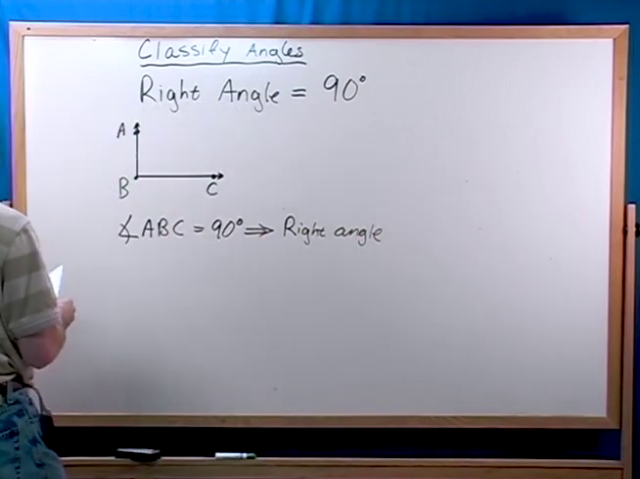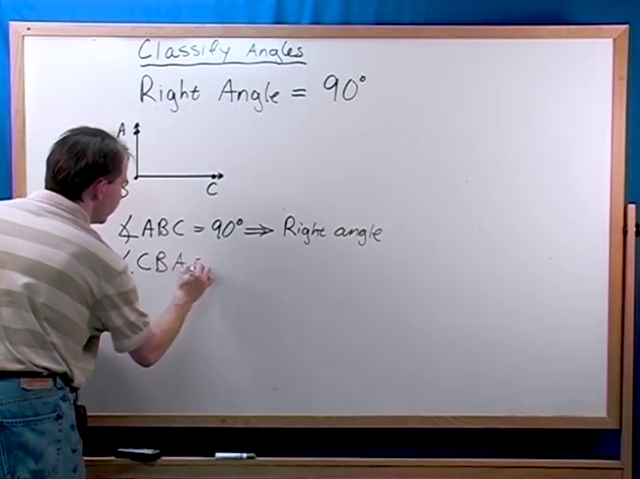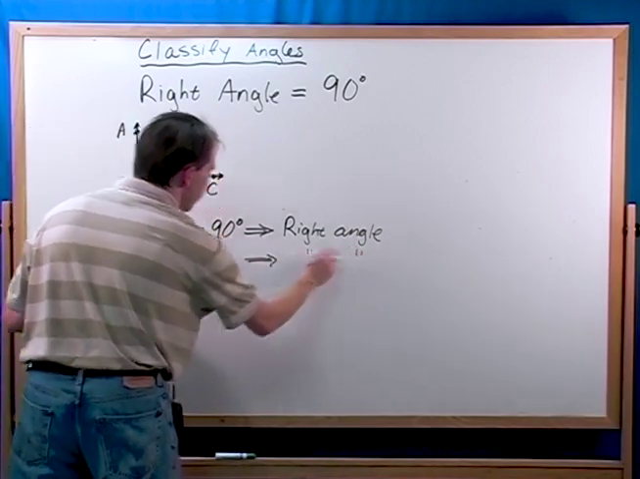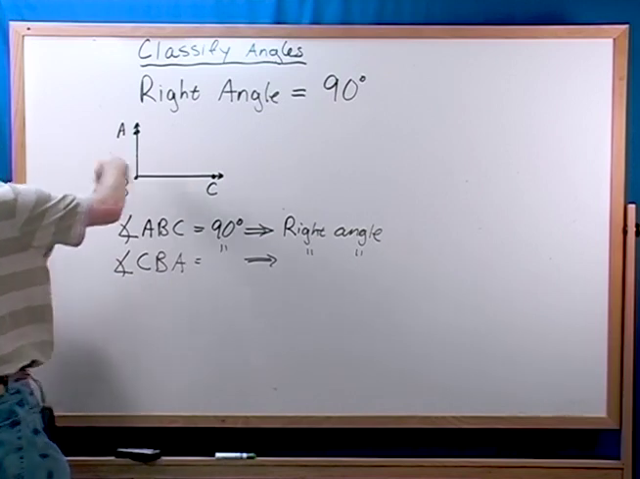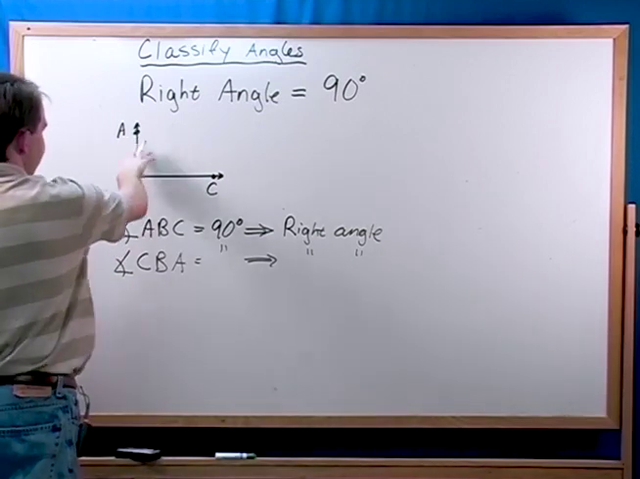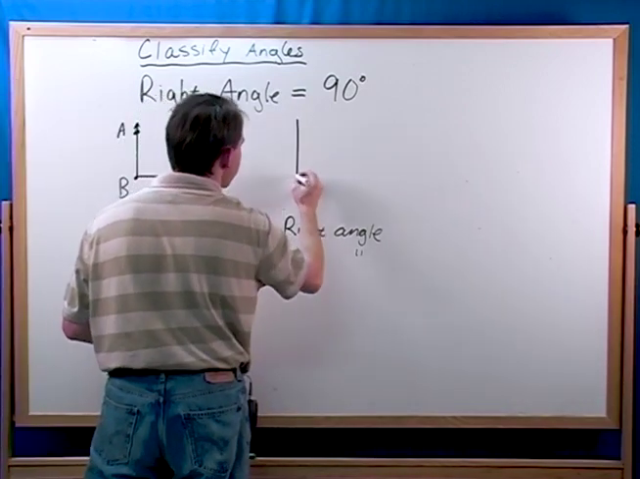Right angle, okay? And you could say the same thing. Angle CBA is equal to 90 degrees, which means it is a right angle. Same thing. I mean, you can write the angle any which way you want, okay? Now, this is fine and dandy, have A, B, and C, but there's a very special symbol for right angles.